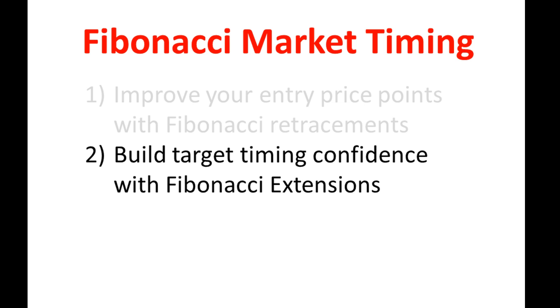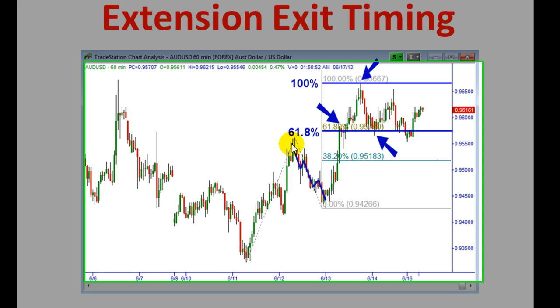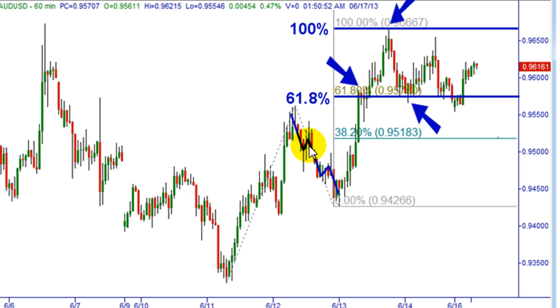The next technique that we looked at was how to build your target timing confidence using Fibonacci extension levels. One example is shown here, and this is the Aussie dollar for those of you that trade Forex. And it is a continuation strategy that took place whereby we had an initial strong move off of lows on June 11th, followed by a three-wave corrective move into the morning of June 13th, and then a breakout for a continuation move on the upside.